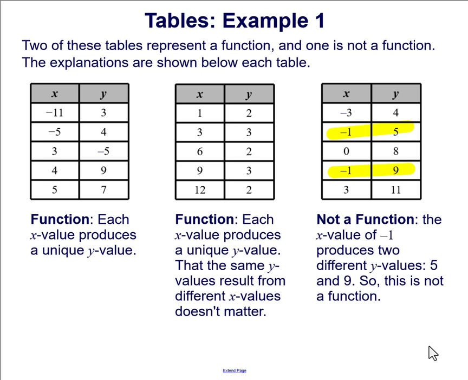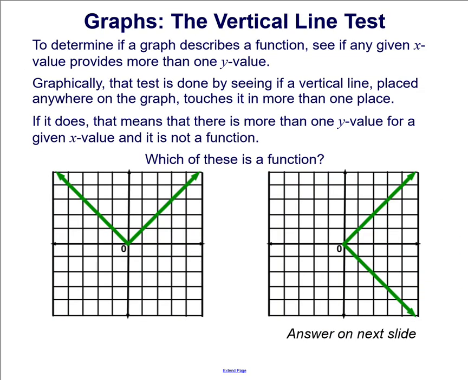This would be like saying one person has two different birthdays. Graphs can also be used to determine whether or not a function is represented. To do that, we use something called the vertical line test. To determine if a graph describes a function, see if any given x value provides more than one y value.